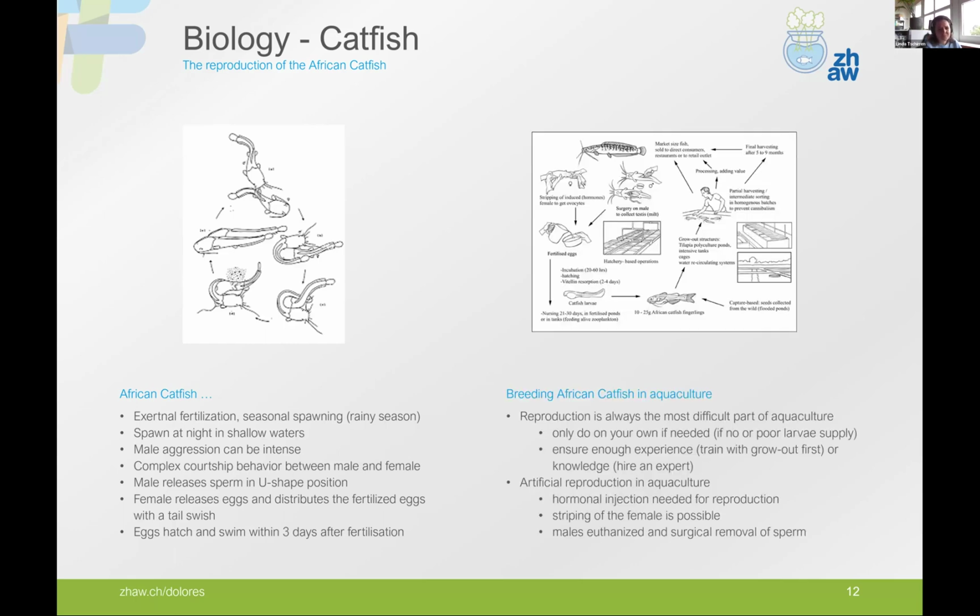In husbandry, again, breeding is a king discipline. If you don't have to do it, stay away from it and buy your fingerlings from a good supplier. If you can't, ensure that you either start small or bring in an expert. You cannot do the reproduction of catfish in an almost natural way. It usually needs a hormonal injection. You can strip the females, but the males usually need to be sacrificed in order to get to the sperm, and then you will mix the eggs and the sperm for artificial fertilization, and then you would incubate the eggs and raise the hatchlings on your own.